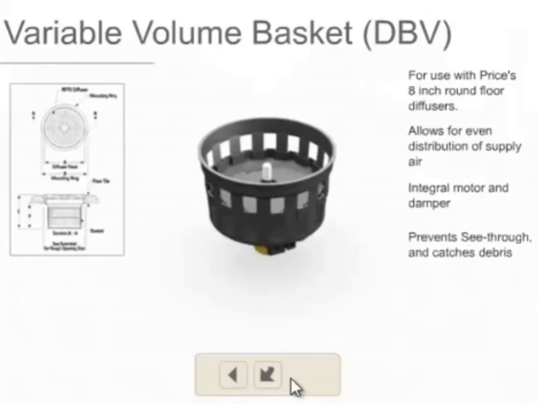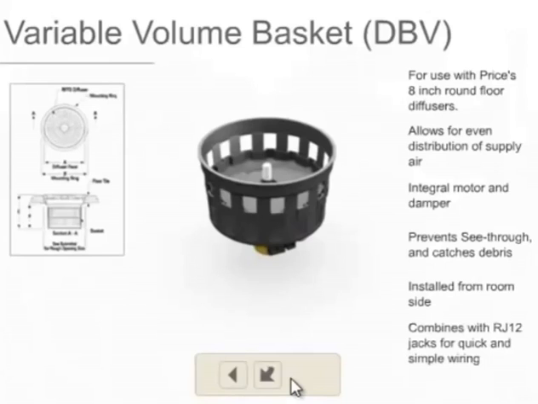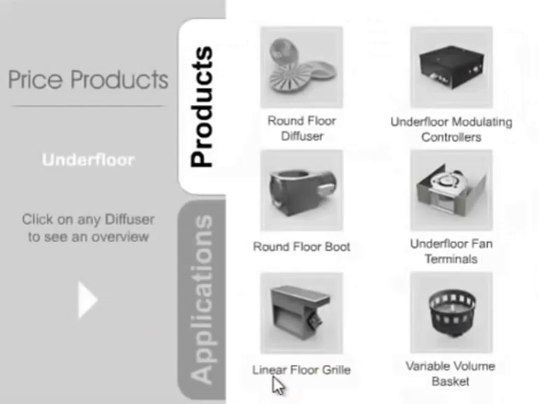The black plastic basket prevents see-through to the building floor and is also used to catch debris that falls through the diffuser face. The unit is installed from the room side, slipping into the diffuser frame for easy installation. This combined with modular RJ12 jacks makes installation and wiring quick and simple. Click on any one of these to learn more about their features.